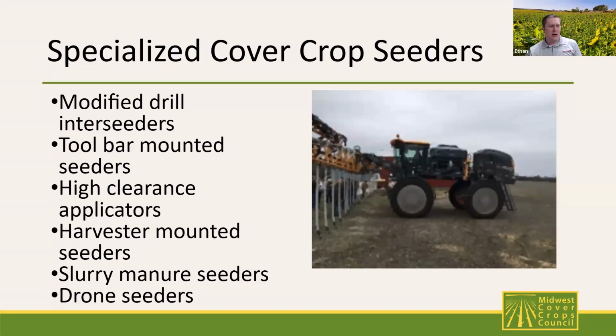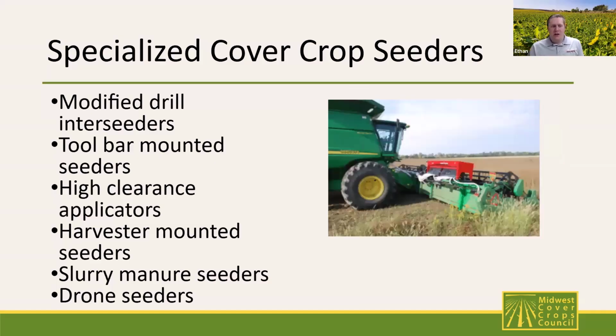One way to have a little better broadcast stand at that late interseeding before harvest is with high clearance applicators. A sprayer rig converted to be able to spread cover crops underneath the canopy can sometimes have a little better stand than aerially seeding above the canopy. We're not having that cover crop caught in any of that plant material, and we can get it down in between the rows where we want that cover crop to be. So some sprayers are being converted to seed cover crops in that late period.